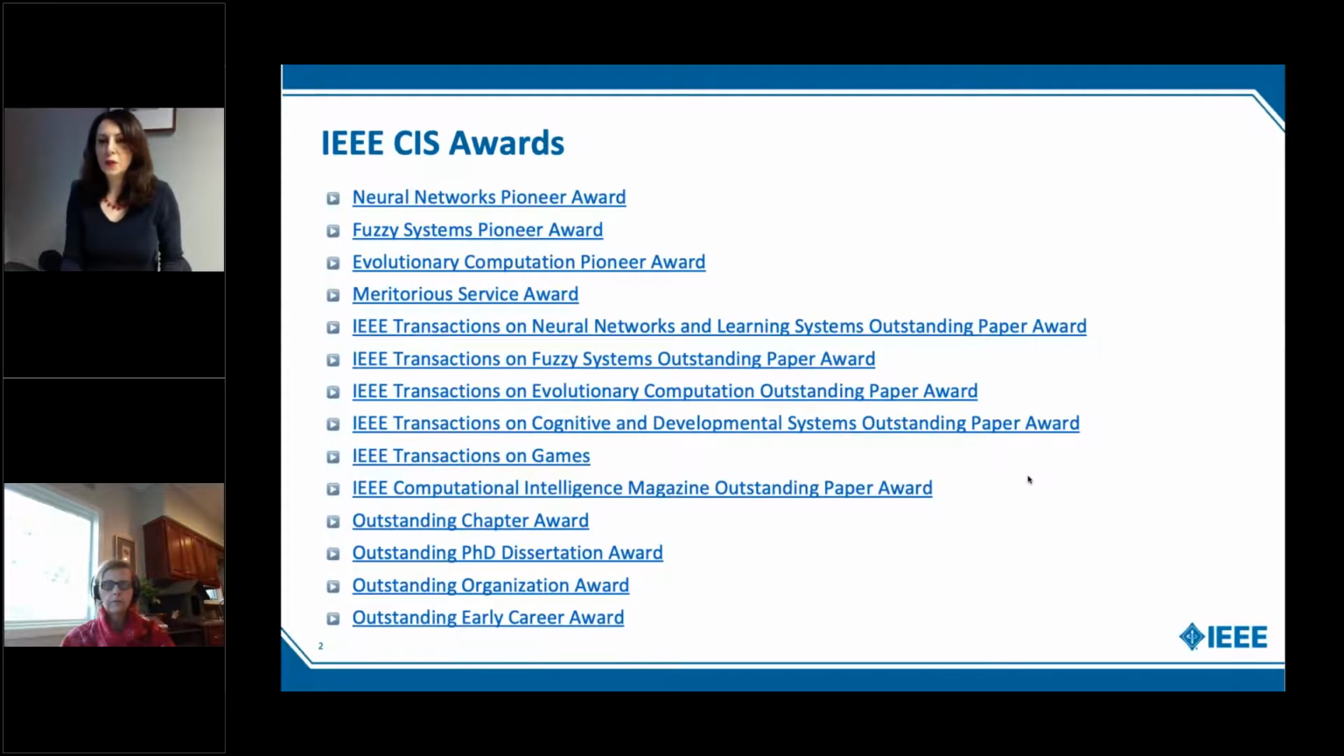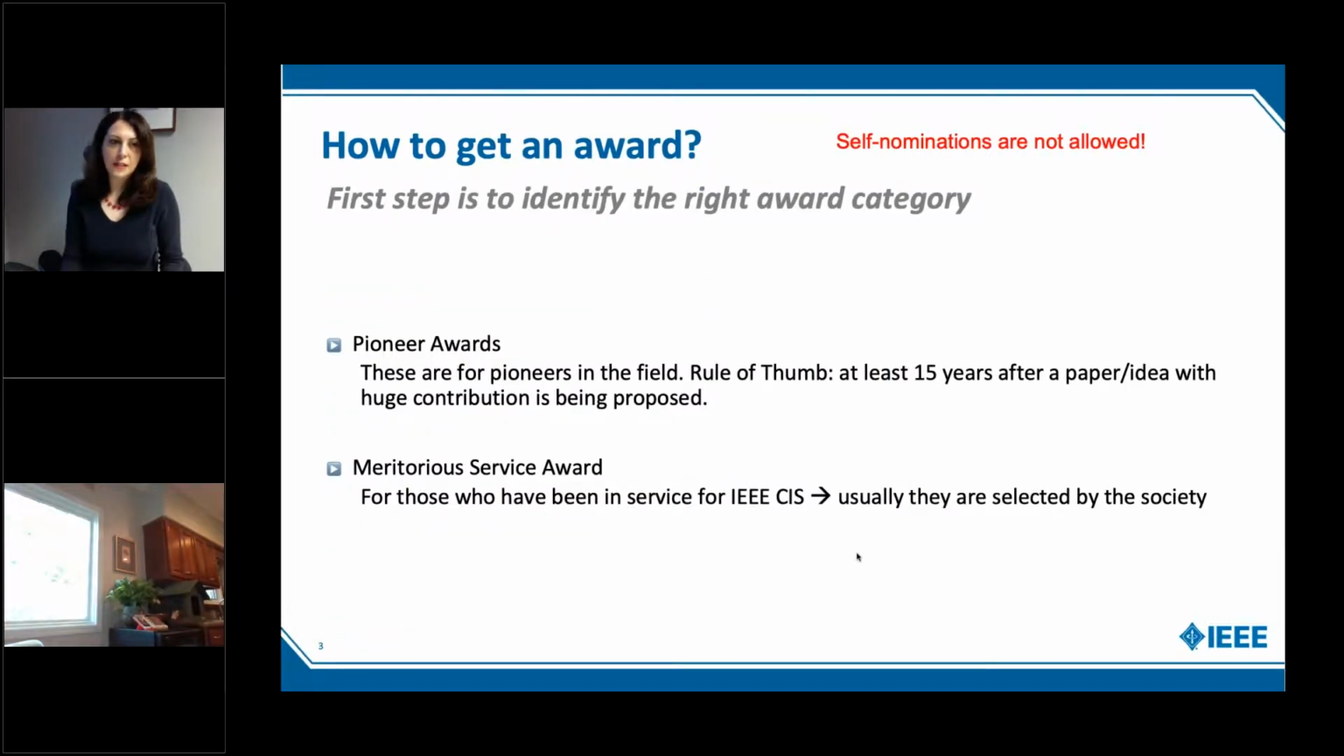So here is a list of awards that IEEE has. Actually, our society, not IEEE, but IEEE Computational Intelligence Society. So the first three awards are Pioneer Awards. These are for those who are, for example, already fellows. There is another one which is called Meritorious Service Award. Then we have a bunch of awards which are called Best Paper Awards. I will talk about them. And then Chapter Award, Dissertation Award, Organization Award, and Early Career Award. Some of these awards are actually really good for your career, and if you feel eligible, you should apply for them. But let's go through them and see what they are and how you can get an award.